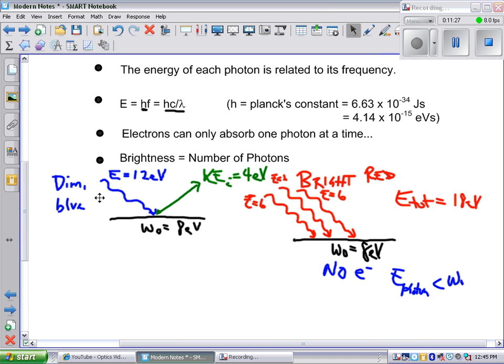So I said they started to find out some weird things at the beginning of quantum mechanics. What they found out is that light, which they always thought of as a wave, when you're doing the photoelectric effect, it has to be a particle in order to work.